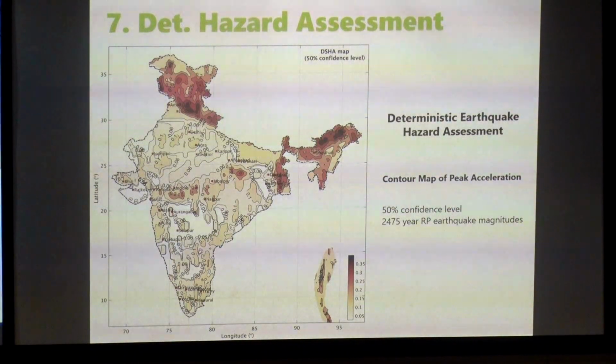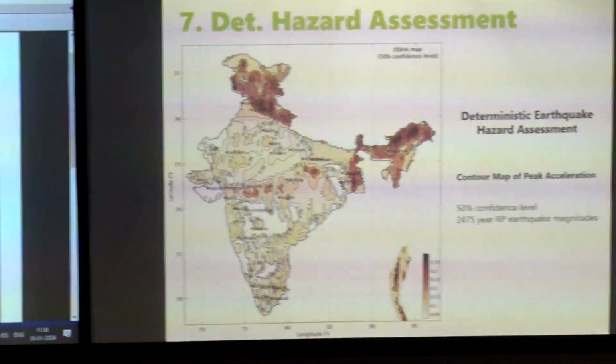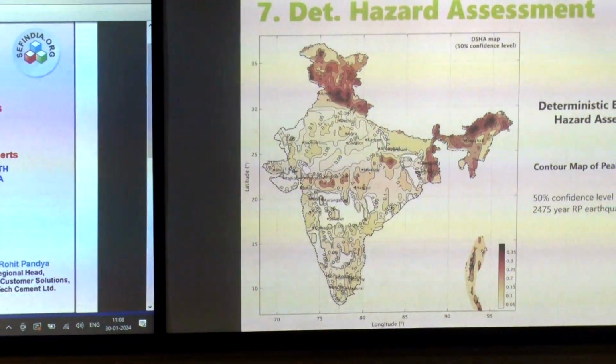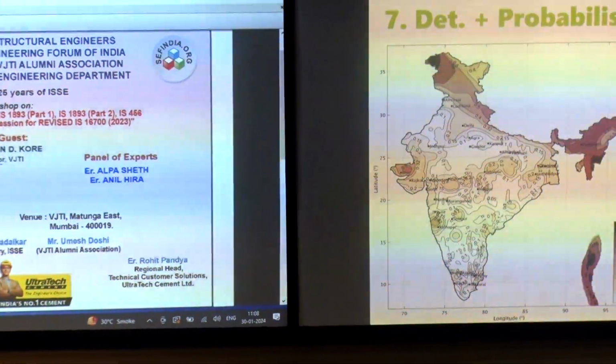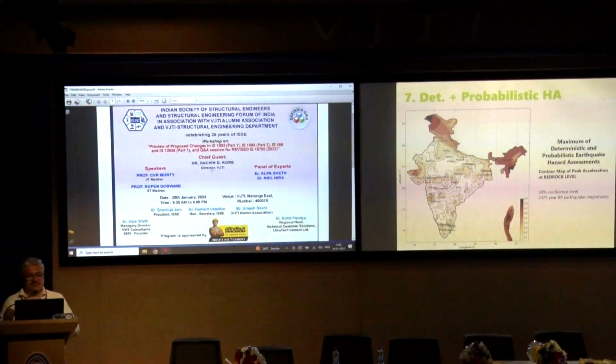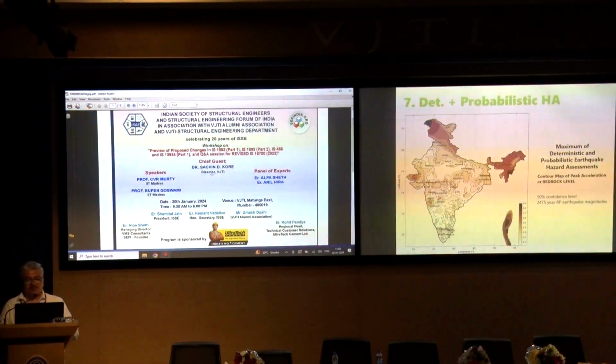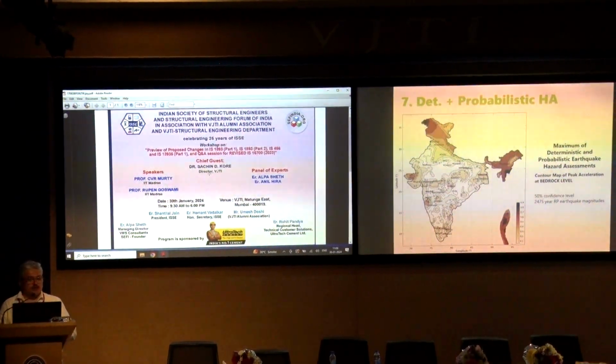At this stage, what was decided was finally that the two analysis results that we have got, now we need to put them together and get the final one. So this is what we have as deterministic plus probabilistic. It is the maximum of the deterministic and probabilistic earthquake hazard assessment contours.